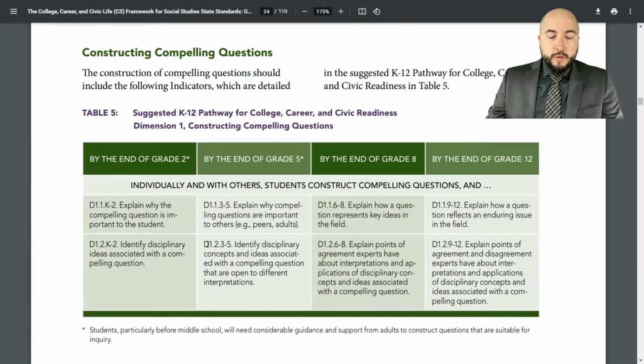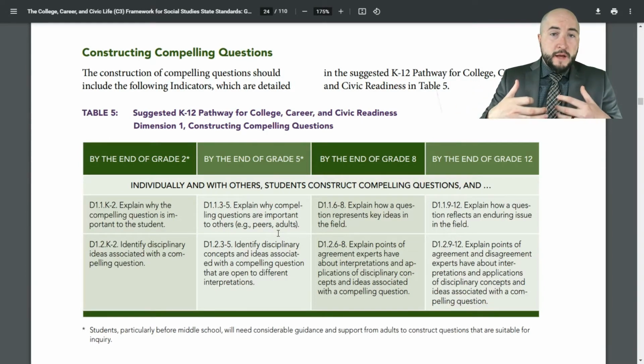We can see here in grades 3 through 5, that would be the goals that we'd be wanting to work with. So for compelling questions, for example, we'd want students to be able to explain why the compelling question is important to others. So if a student asks a question about the curriculum, they would need to be able to explain it to their peer as to why they think it's important, or maybe to an adult.